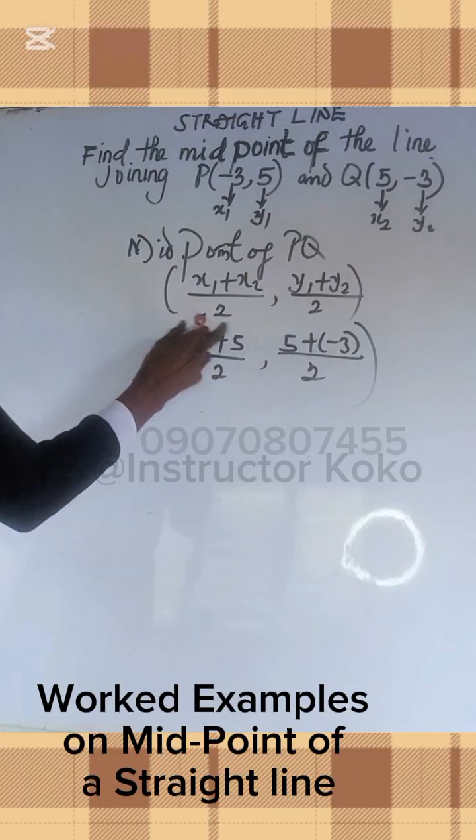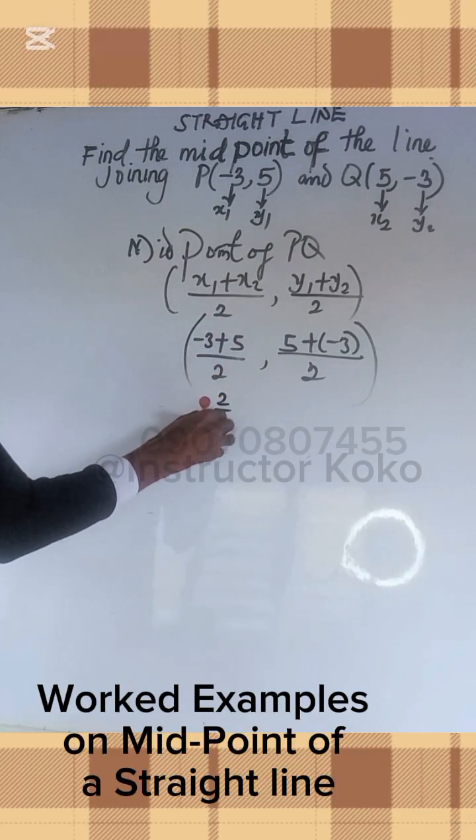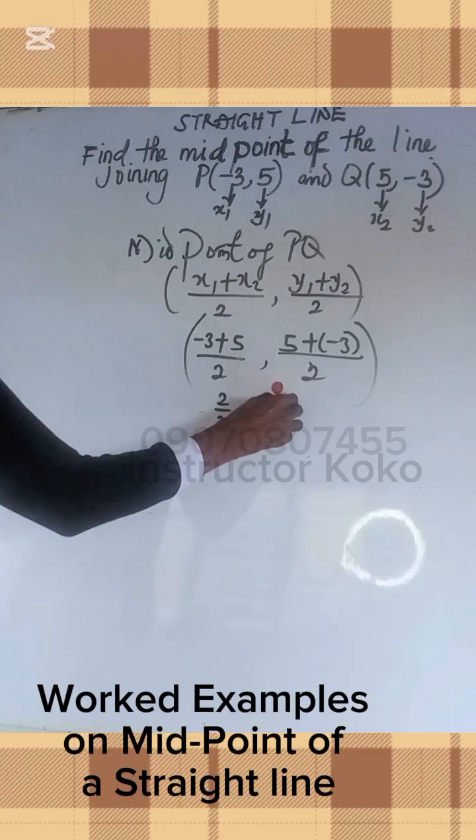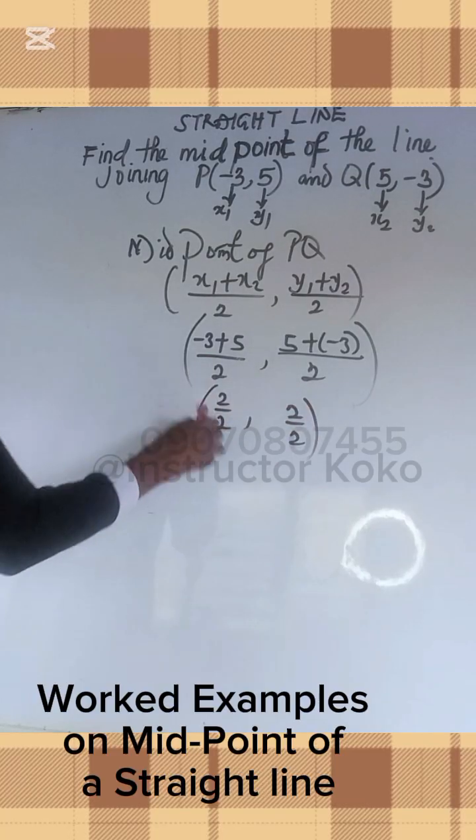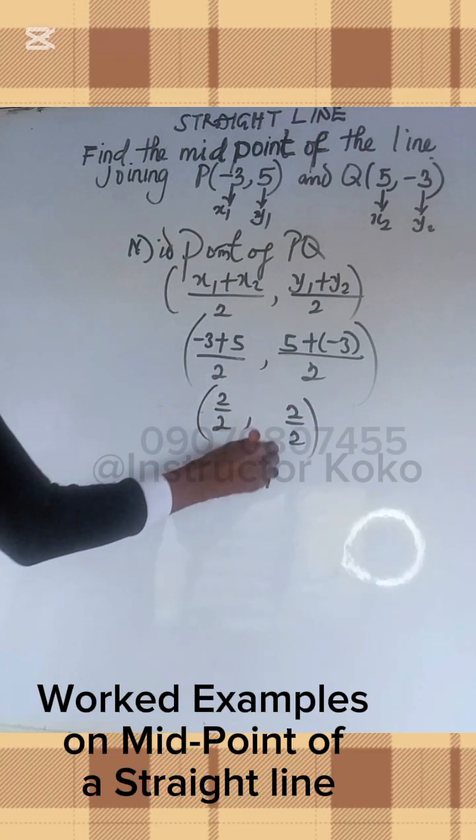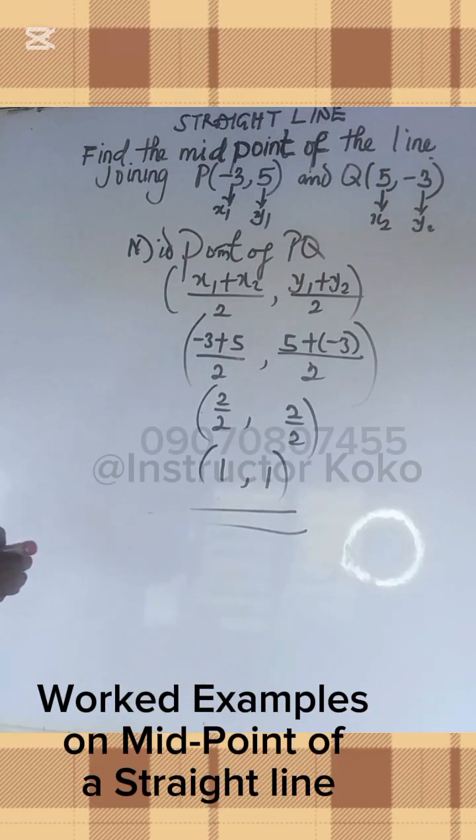So let's solve. -3 plus 5 gives 2, divided by 2. 5 plus -3 also gives 2, divided by 2. So when you finish this, you get (1, 1). So that is the midpoint.